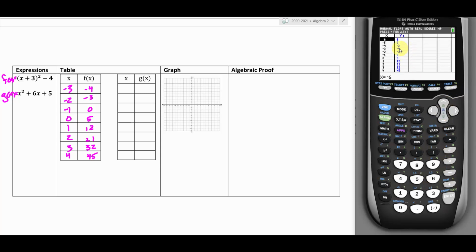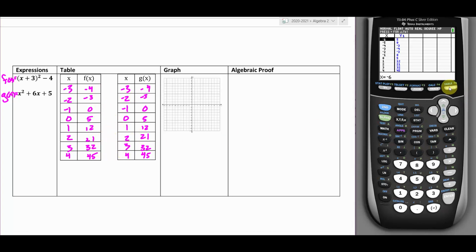There we go. And we're going to start at negative 3, right? So negative 3, negative 2, negative 1, 0, 1, 2, 3, 4. And let's look at our outputs here. So for negative 3, we got negative 4, negative 3, 0, 5, 12, 21, 32, and 45. So the tables are certainly suggesting that they are the same.